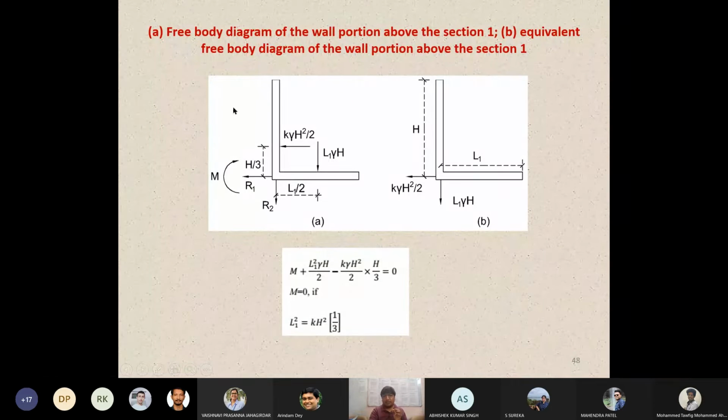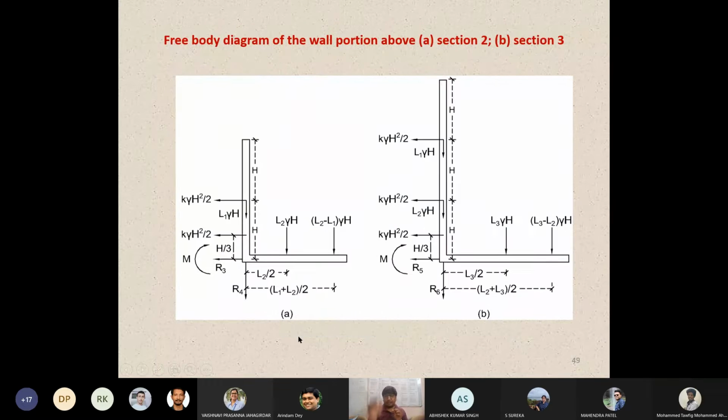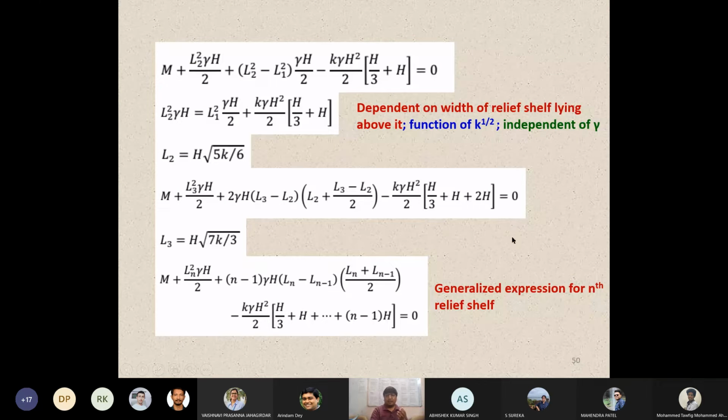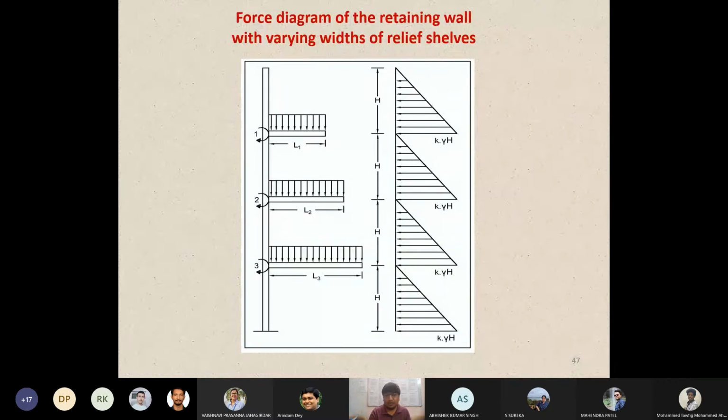Once you write an equilibrium equation at this position, you will get this expression, and on reaching the limiting position when the moment at this section is 0, this will give you the limiting width of the relief shell, L1. Using the same free body diagram at different sections, you can arrive at these expressions. Now, the important thing here is crucial.